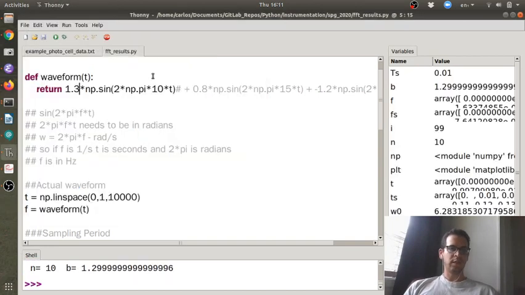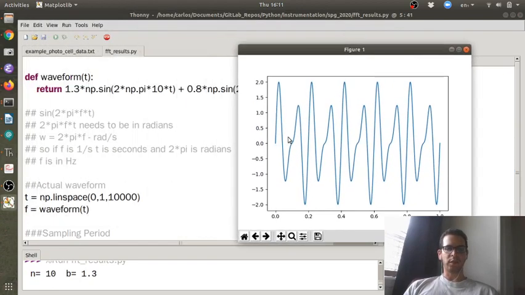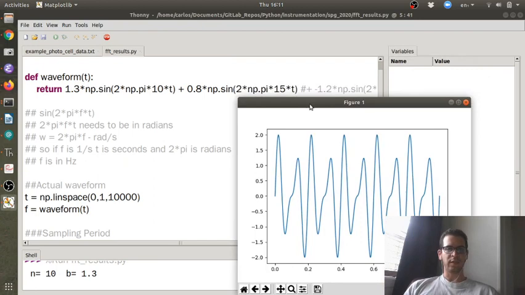So what I can do here then is add another frequency. I can say, okay, why don't I make my waveform 2 frequencies? I've got a frequency of 10 hertz with a magnitude of 1.3, a frequency of 15 hertz, and a magnitude of 0.8. And I can run the code again. Now my waveform looks totally different, right? Because I've got two frequencies: one at 10 hertz, and one at 15 hertz.